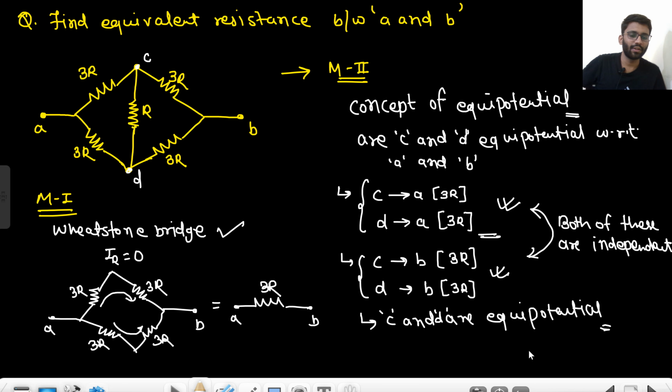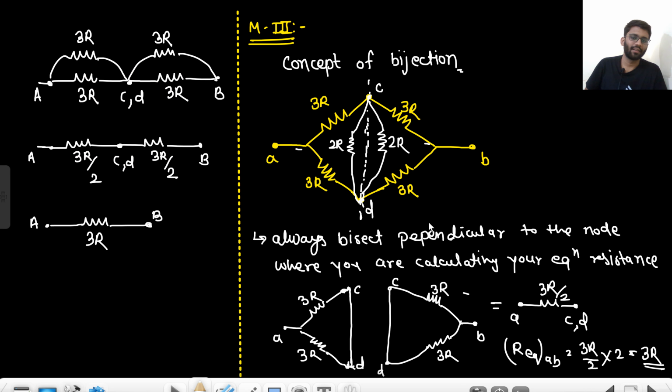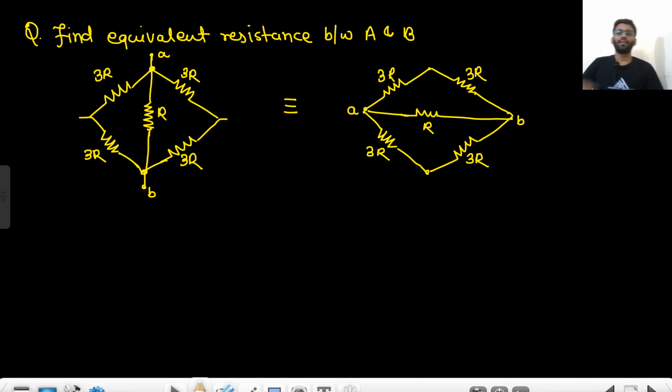So it is good now. Both of them are equipotential, so we can make them one single point. So 3R and 3R in parallel gives 3R by 2, 3R and 3R in parallel gives 3R by 2. So 3R by 2 plus 3R by 2 equals 3R. And similarly, with the concept of bijection, we cut perpendicularly, and so 3R, 3R, 3R by 2 into 2, so 3R.